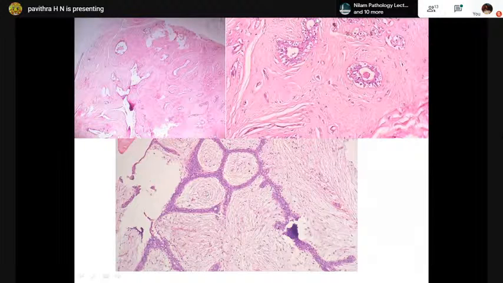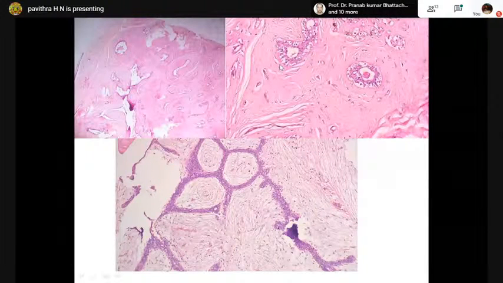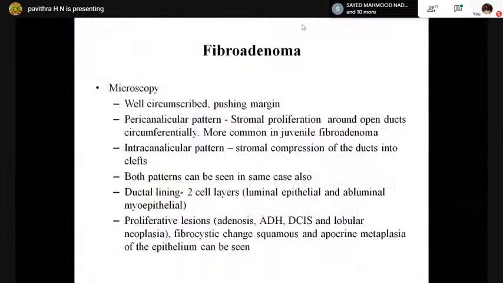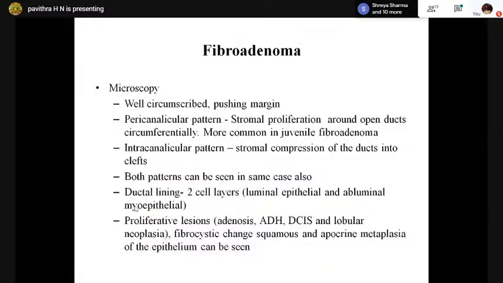If the surrounding stroma is not compressing the ducts, but is surrounding the open ducts, that is known as pericanalicular pattern. So you can see this pericanalicular pattern in the juvenile fibroadenomas also, and both patterns can be seen in the same lesion also. And they are usually associated with the other proliferative lesions like adenosis, ADH, DCIS, lobular neoplasia, fibrocystic change, squamous and apocrine metaplasia of the epithelium.